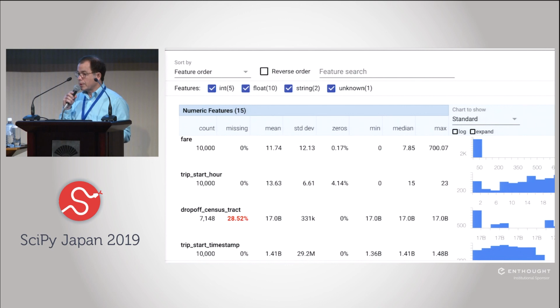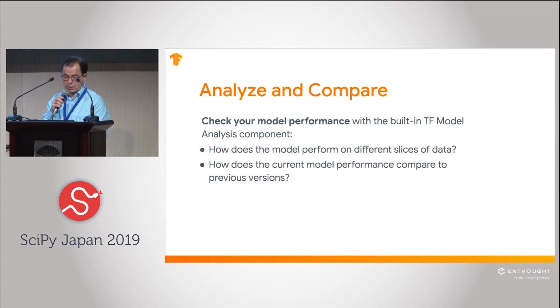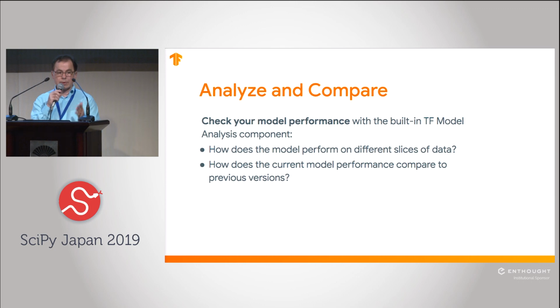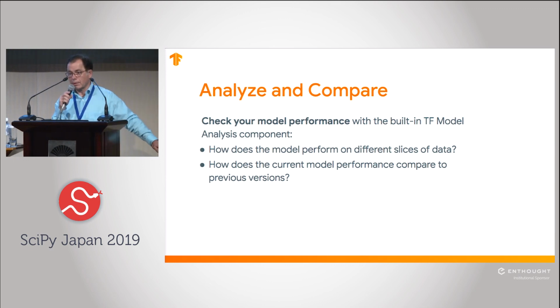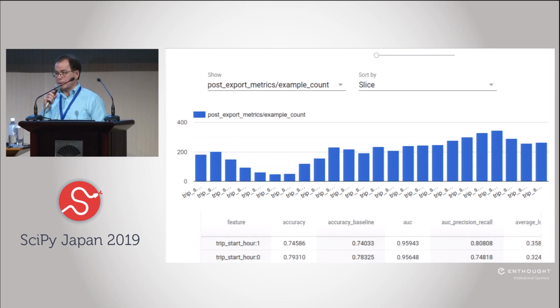And we give you tools to help you do that. Visualization tools to look at your data and try to understand what's happening with your data set. The next thing probably to look at is model performance and understand how it performs on different slices of your data and how it compares this week to last month. And again, we give you tools to do that. Visualization tools to look at individual slices and combinations of slices of your data.